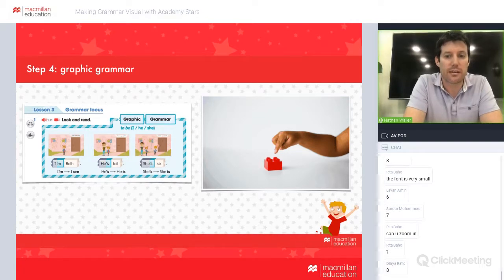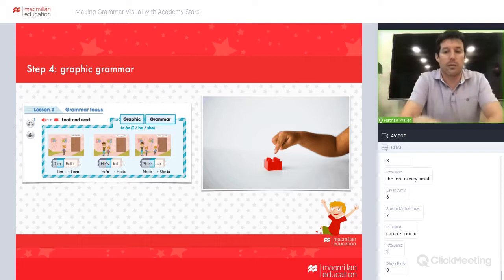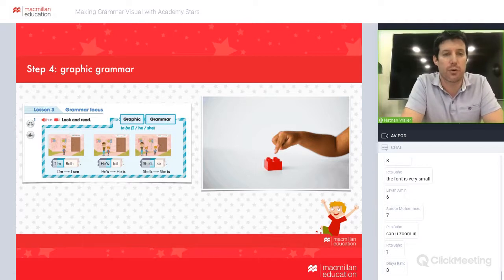Okay, so we've been presenting the language. We've presented it in a meaningful context to start with, and then we've got them to kind of look around to see where they can associate that language. We want to break it down for them. The problem with grammar for primary aged or pre-primary and primary aged is that it's very abstract. It's not easy for them to learn it.